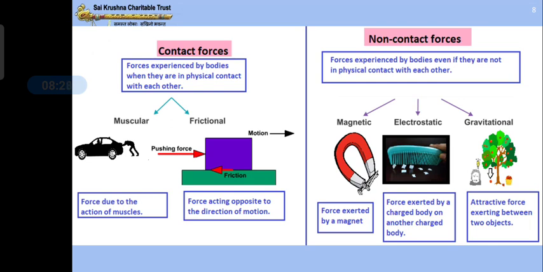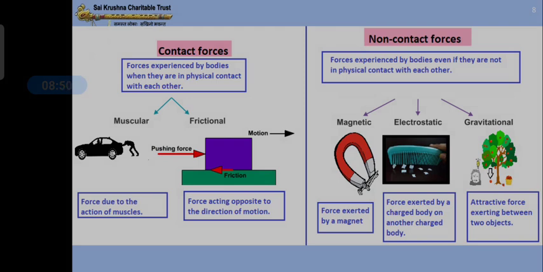Next comes the gravitational force. It is nothing but the attractive force exerted between two objects. You all are aware of Newton, yes or no? So what happened when he was sitting under the apple tree? The apple fell, and because of that he could tell us about the gravitational force.